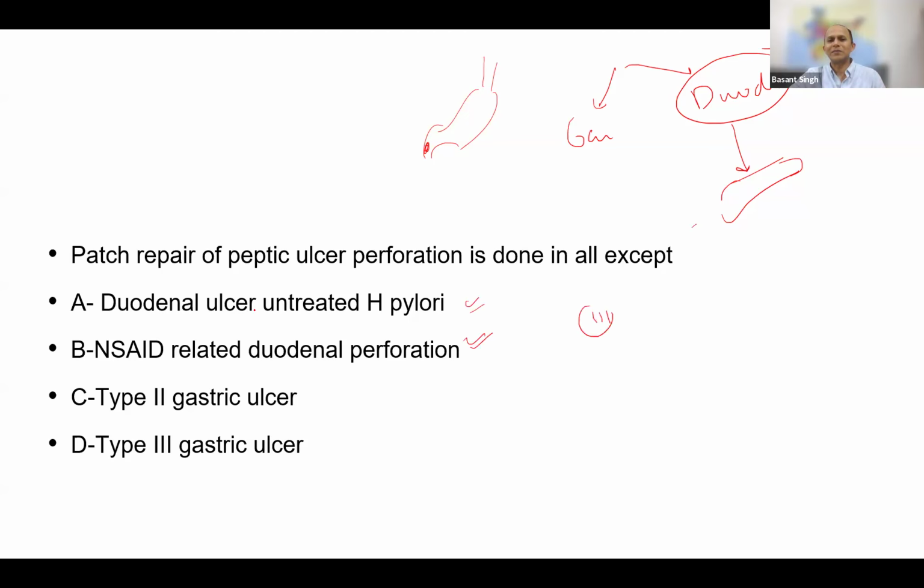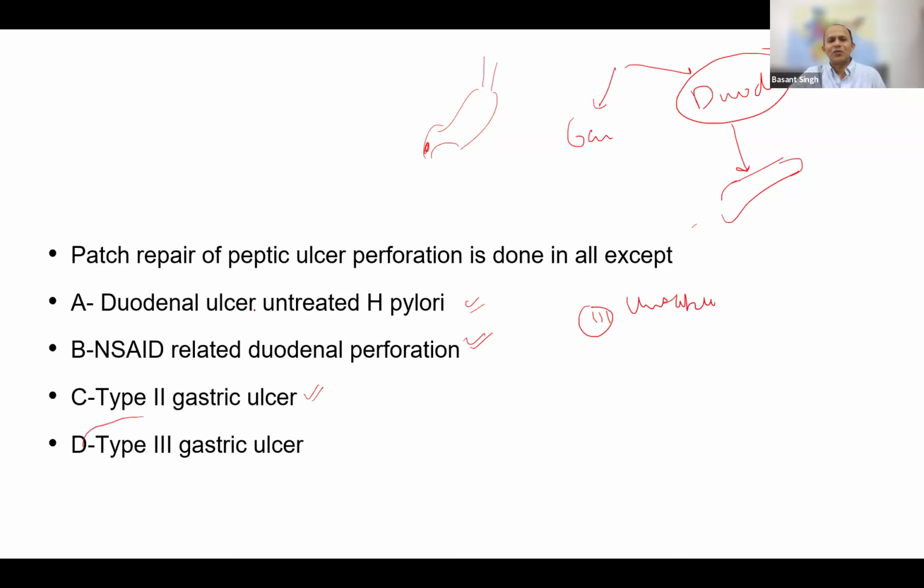Third indication, unstable patient. So the patient is not stable for surgery, you cannot do a formal antrectomy and all those things. Then you obviously have to do a patch. Does not matter where the perforation is. Okay. Type 2 gastric ulcers, again the same thing. Type 2 and duodenal is almost the same. So you do a patch repair.